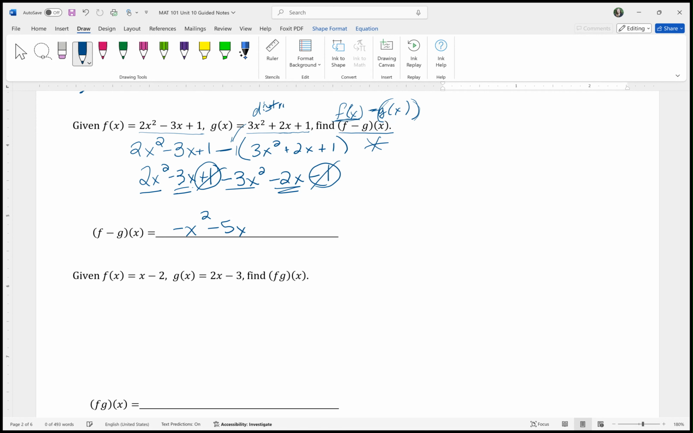Distribute the negative. Really, really important. Okay, I see a lot of students miss this on the test. So that's why I'm making a big deal of this. Let's look at our next one.